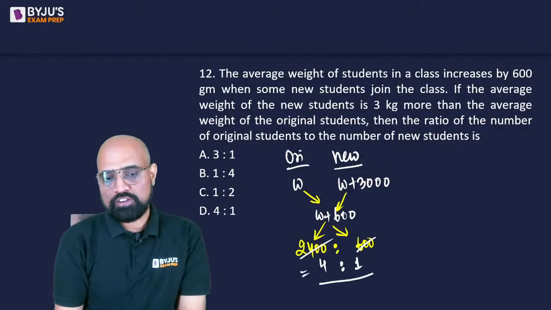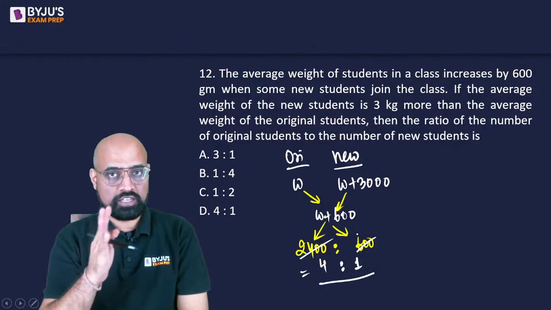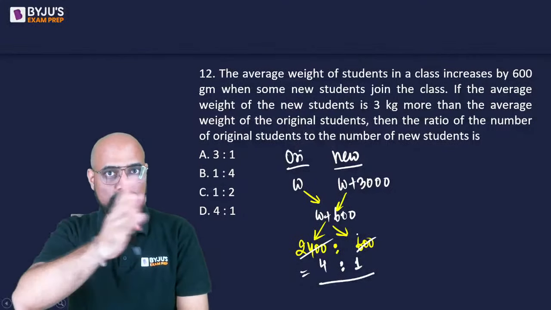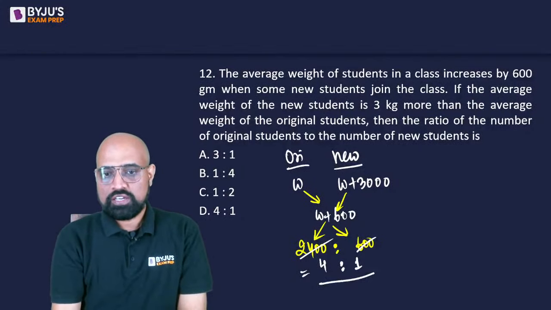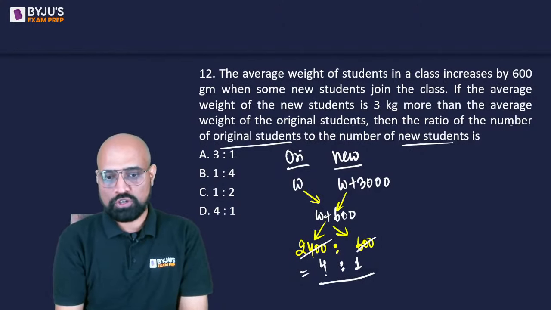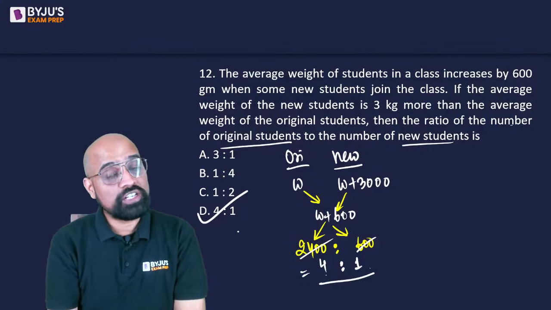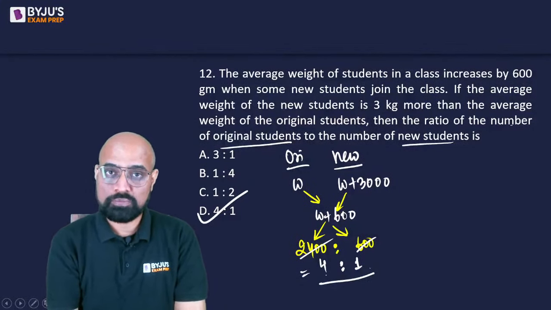Now you had to pay a lot of attention as to what are they asking. Original is to new, new is to original. ये ध्यान रखना होता है. So we had to find out the ratio of the number of original students to the new students. So original is to new will be 4:1. Anyone who did not read that carefully may end up marking option B.